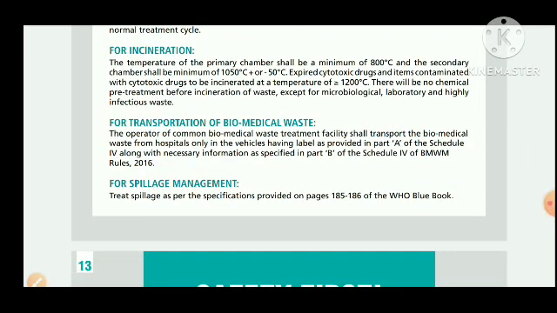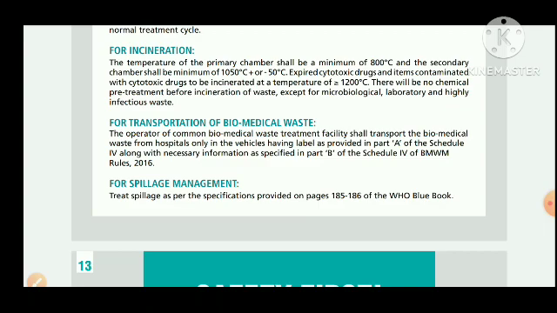In the incineration, there are two chambers, primary chamber and secondary chamber. The temperature of the primary chamber should be minimum 800 degrees centigrade. Make sure to underline these things and note it down, because this will be a 1 mark question. What is the minimum temperature of the primary chamber of an incineration? So the minimum temperature is 800 degrees Celsius. Again, the secondary chamber shall be at a minimum temperature of 1050 degrees Celsius plus or minus 50 degrees Celsius.